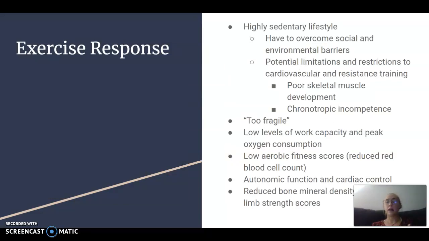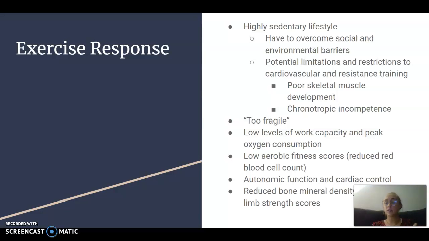The exercise response. People with Down syndrome have a highly sedentary lifestyle. It's very common to be overweight or obese. That might be because of the social and environmental barriers they face, which are more than those of someone without Down syndrome. Their limitations and restrictions to training are usually greater than for someone without Down syndrome, because of their poor skeletal muscle development and chronotropic incompetence.